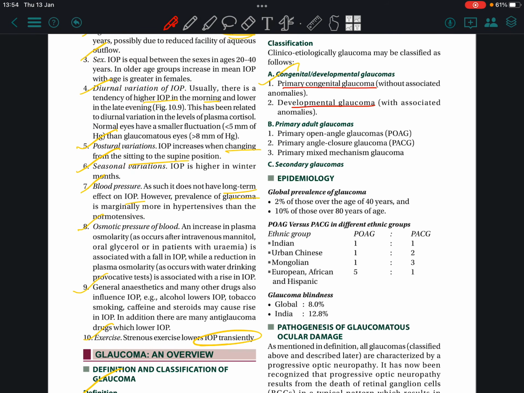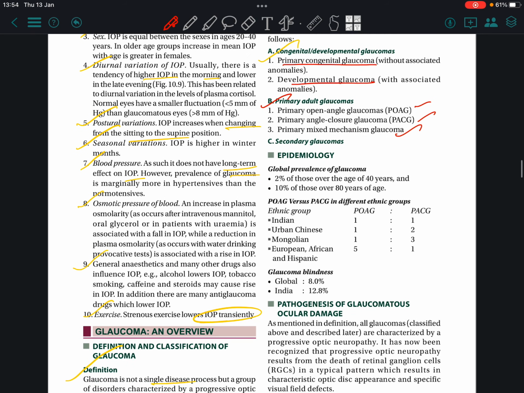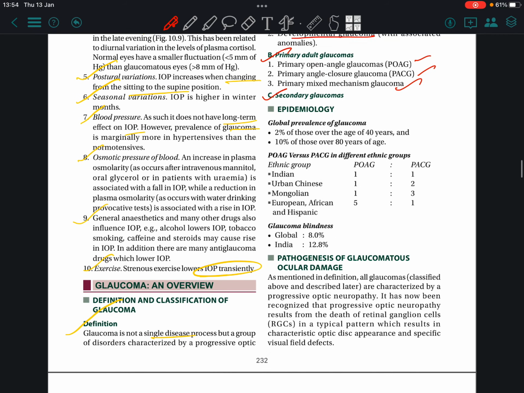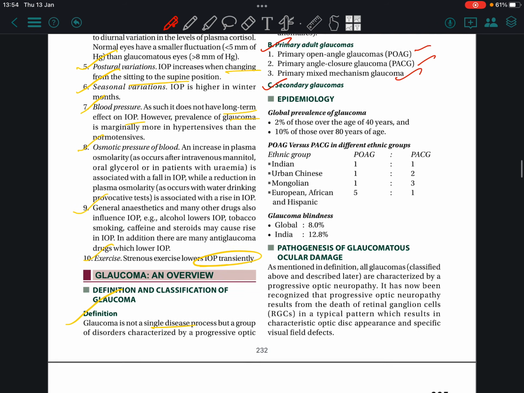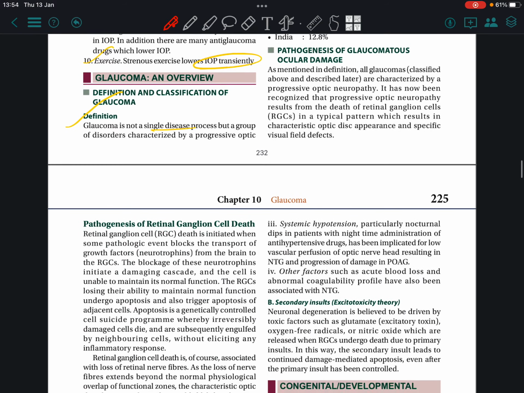primary congenital glaucoma, developmental glaucoma, and primary adult glaucoma: primary open angle glaucoma, primary angle closure glaucoma, primary mixed mechanism glaucoma, and secondary glaucoma. Epidemiology and pathogenesis of glaucomatous ocular change. As mentioned in the definition, all glaucomas are characterized by a progressive optic neuropathy.